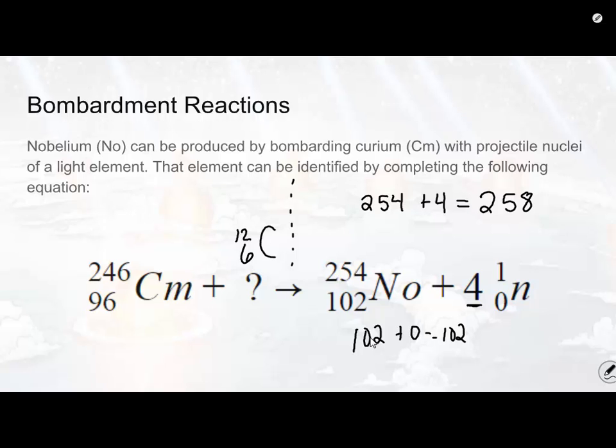So for this bombardment reaction, this transmutation, we projected a carbon atom at curium, and we produced nobelium, and we ejected 4 neutrons. So let's label those. Our ejected particle, I'm going to label it this. Okay. Our particle we shot at. Okay. Our stable one. And then our new element that formed was nobelium.